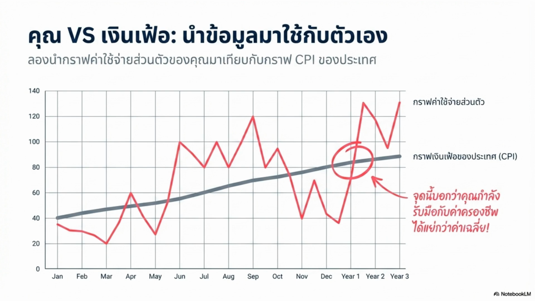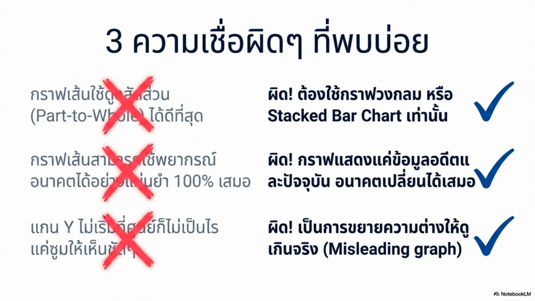Compare a graph of your personal expenses with the national CPI. The point where your expenses exceed the CPI suggests you are experiencing a higher cost of living than the average. 3 common misconceptions include using line graphs for part-to-whole data, believing graphs can predict the future with 100% certainty, and thinking that not starting the y-axis at 0 is acceptable for emphasizing a trend.